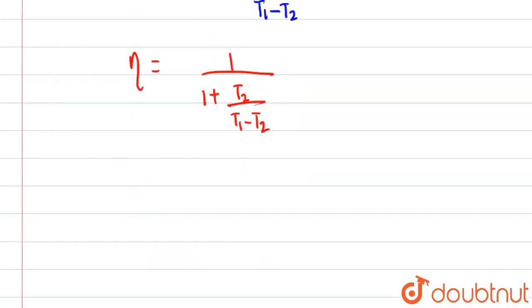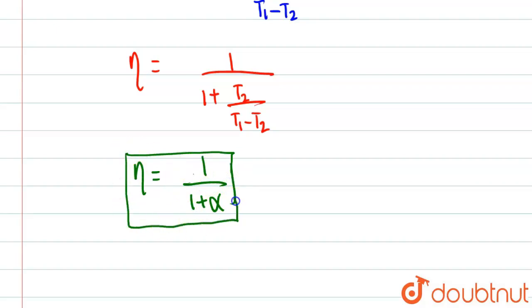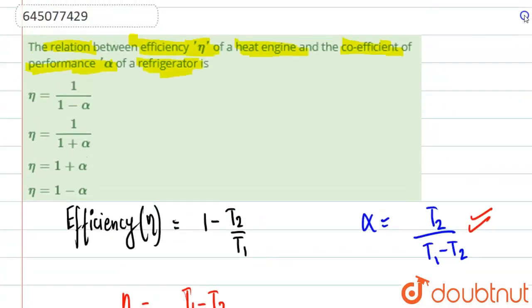So now what we'll write? We can see over here neta will be equal to 1 by 1 plus alpha. This is also given in our books, but I derived the formula so that you can understand more clearly. Neta is equal to 1 by 1 plus alpha. So our answer will be option number B. Got it? Thank you.